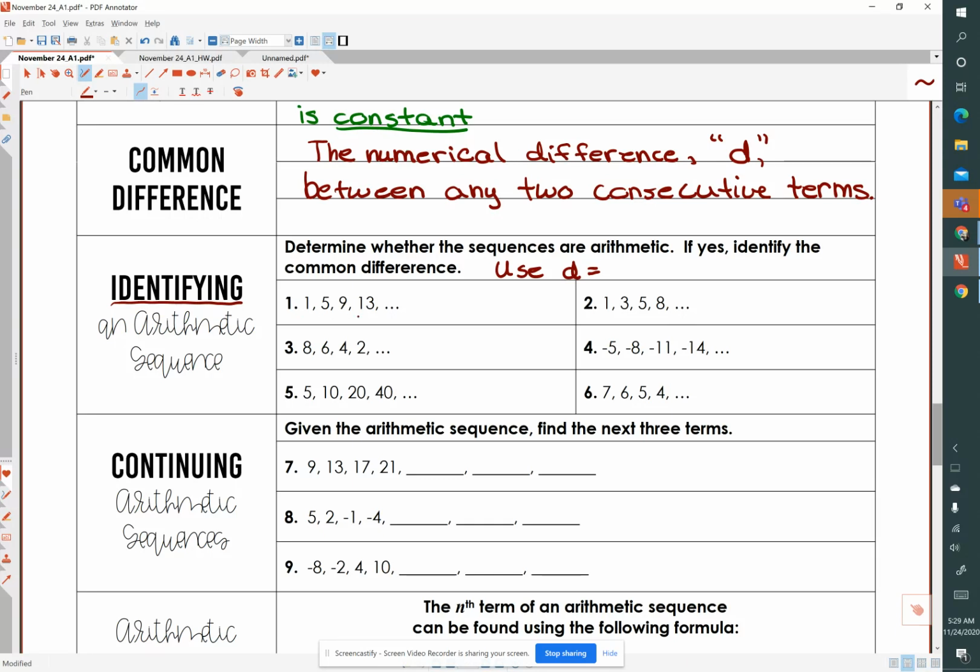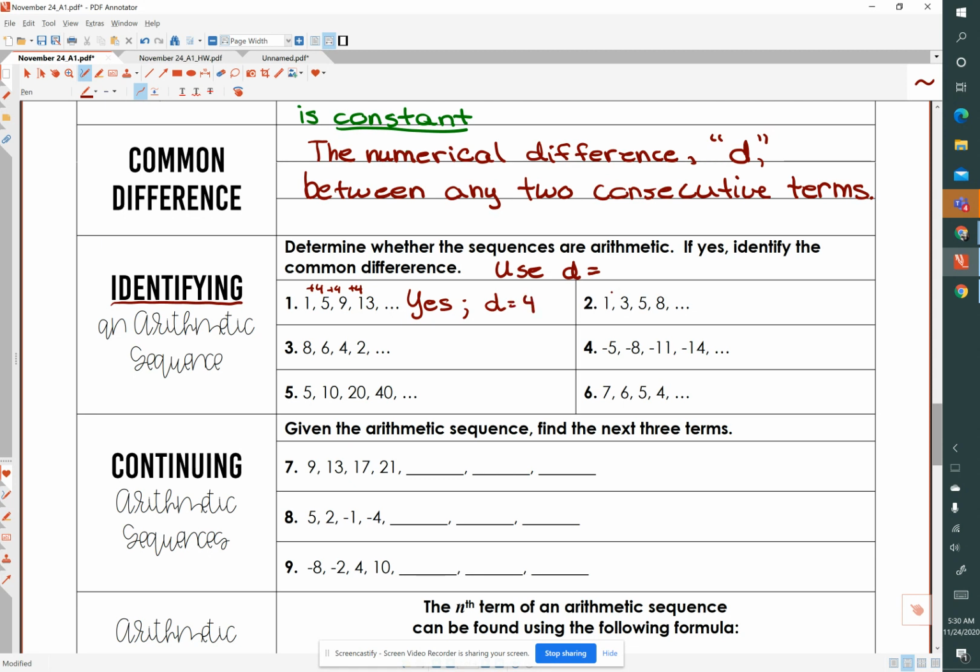So we're going to look at these terms and then we're going to see, is there something common that's constant, unchanging, that's happening between each value? So what's happening? What do I do to get from 1 to 5? And what I do is I add 4. How do I get from 5 to 9? I add 4. From 9 to 13, I add 4. Okay, definitely this is an arithmetic sequence. So what is the common difference? The common difference, D equals 4.